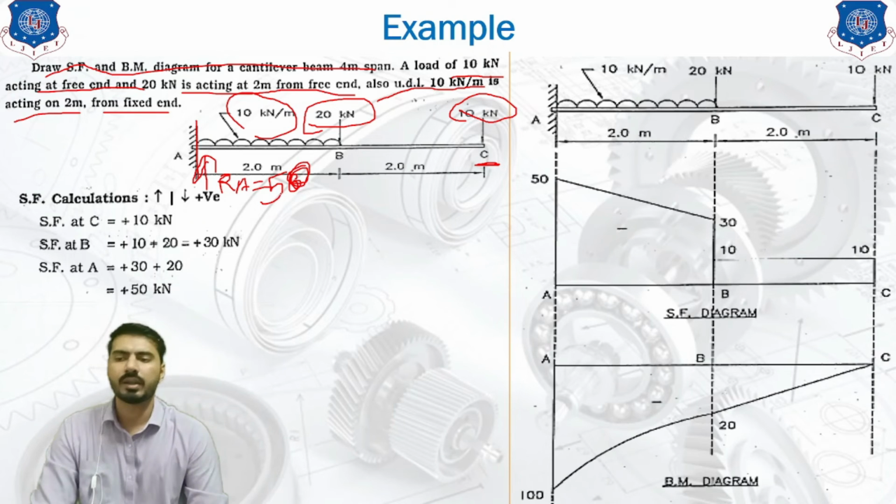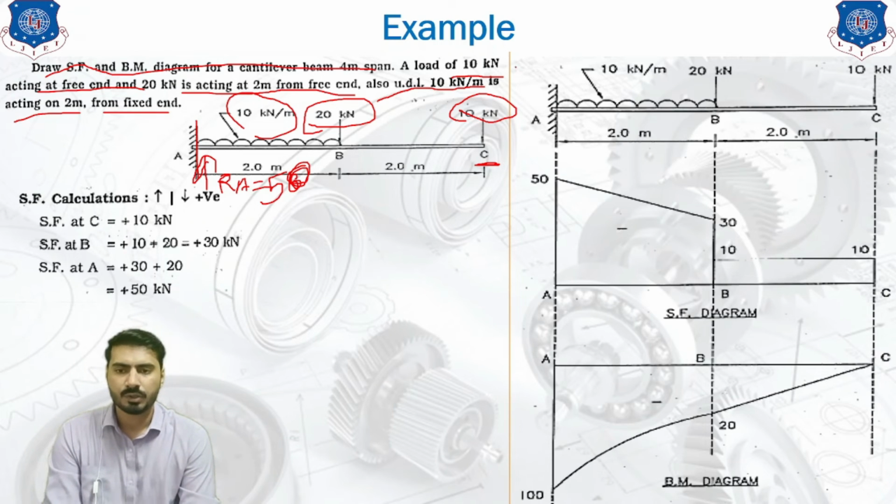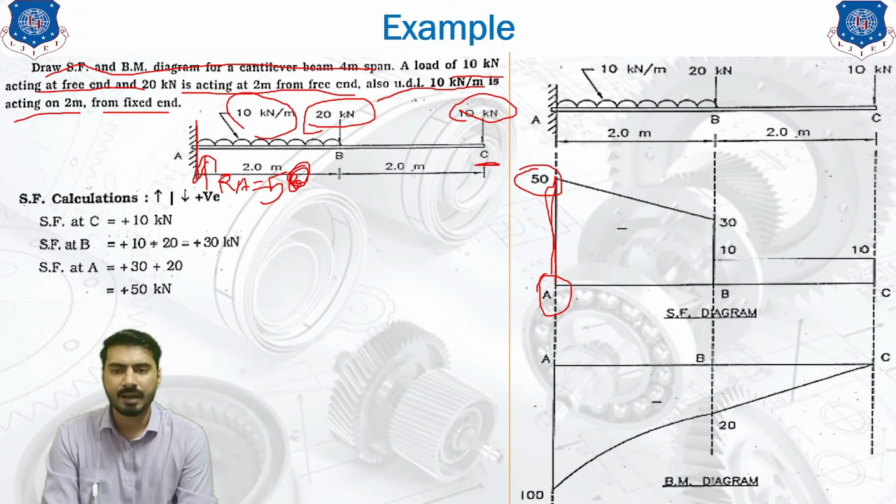Now we'll move forward with the SF calculation. So we know that we are starting the value from 0 at A point, and at A point 50 kilonewton is acting. That's why we have represented a 0 to 50 like this at A point. After that, a UDL is acting, so we will use an incline line, but first we need to calculate the shear force at point B.